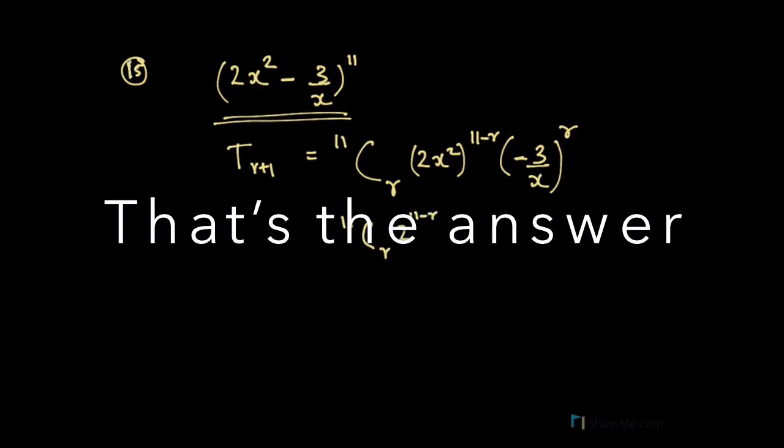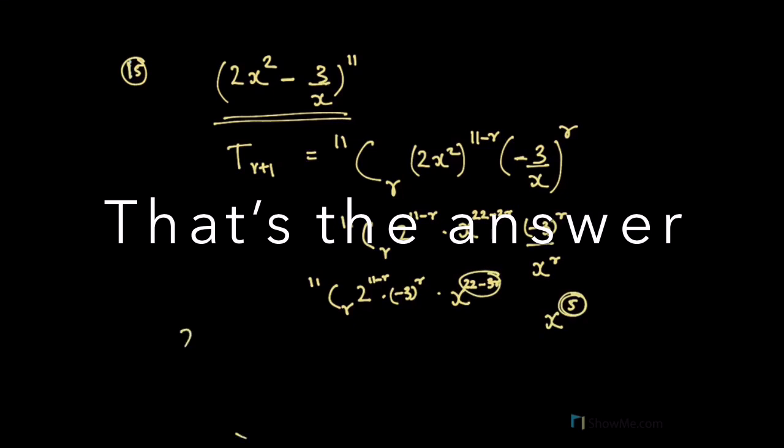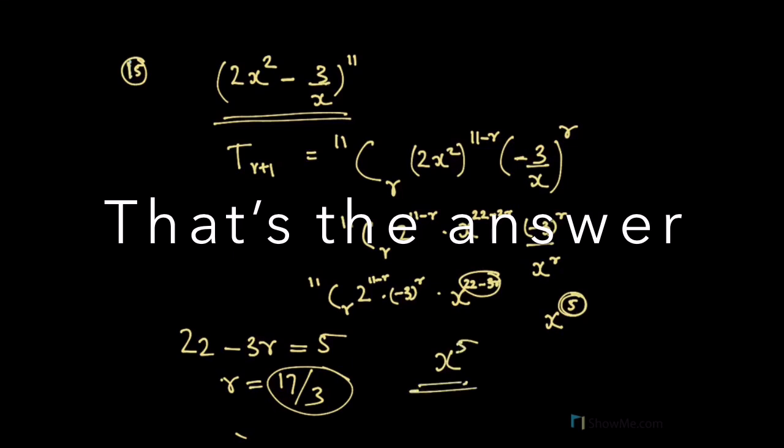Now for doing this, we are going to accumulate all the x terms together and show that r is in fact a fraction. If r is a fraction, there is no term containing x to the power of 5. You will get r as, I think, 17 by 3, because 22 minus 3r will be equal to 5. So r cannot be a fraction, hence there is no term containing x to the power of 5, which means that there are no dishonest people in that group. So this is just a cryptic question. The question can be translated to show that there is no term containing x raised to the power of 5.